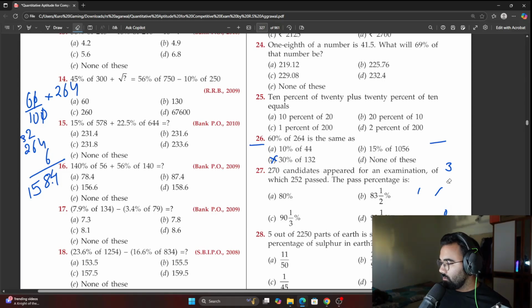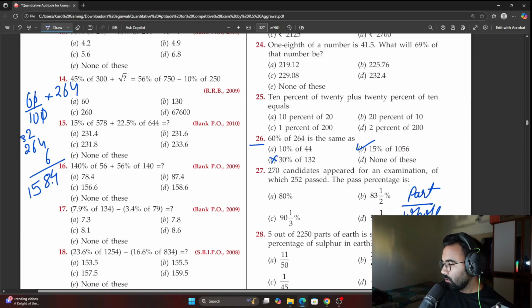All right, guys. Now I'm back. Yep. So for this one, the 26th answer is B. For the 27th one, 270 candidates appeared for an examination of which 252 passed. So out of 270, 252 has passed. Now there is a formula that we like to use, and this particular formula is manipulated in a variety of different questions. Okay. So let's say part upon whole into 100.